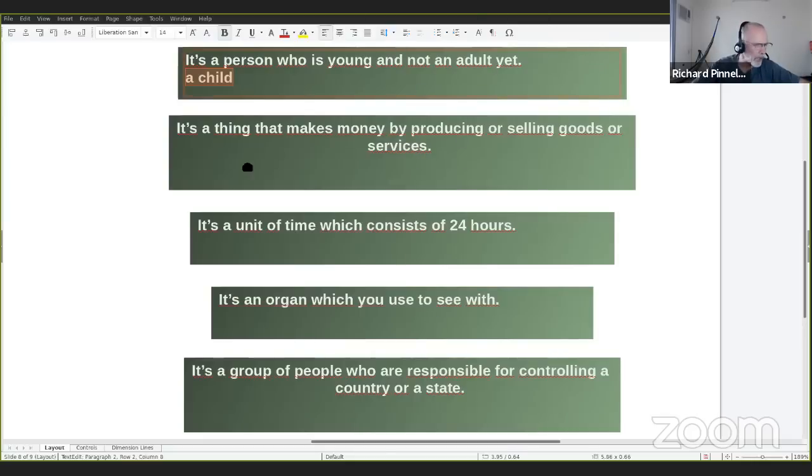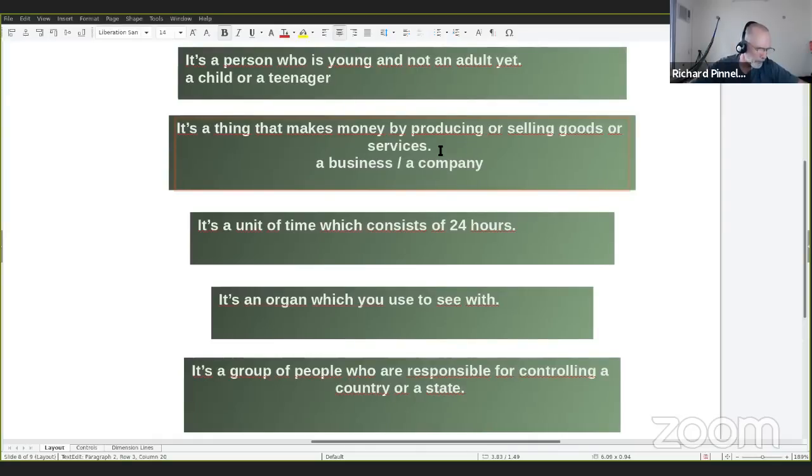So the second one, has anyone got the answer to the second one? A teenager. Yeah, a teenager, a person who's young or not. It could be a teenager too. Yeah, I said a child, but I guess it could be a teenager. Child or a teenager. Good. What about a business? Yeah, it's a thing that makes money by producing or selling goods or services. Yeah, it could be a business. Actually, I was thinking more of a company, but I guess it's more or less the same thing. So a business or a company. Very good.